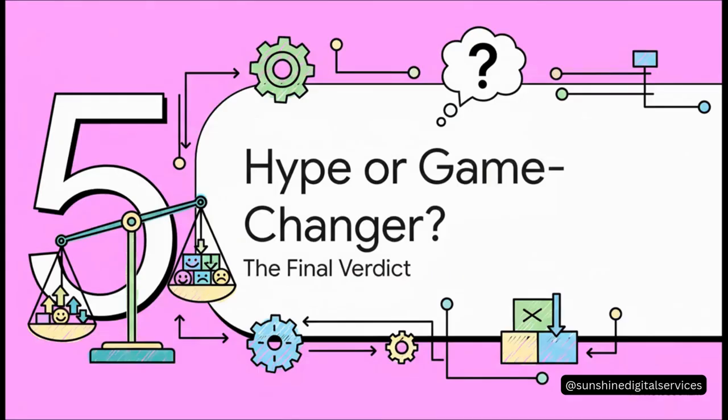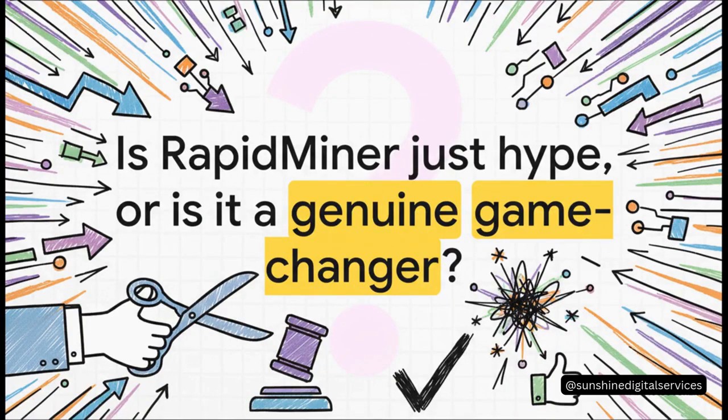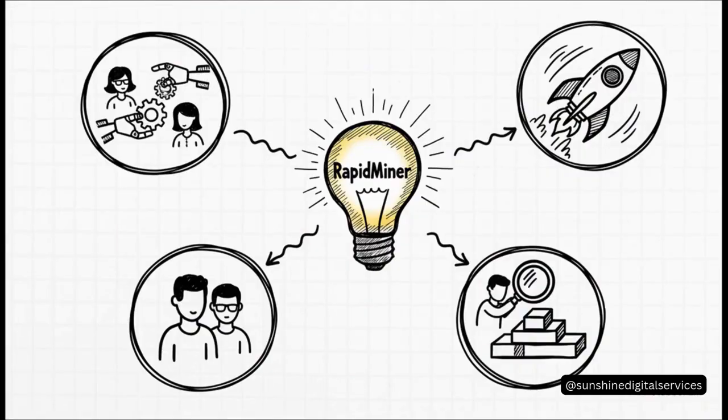So, after weighing the good with the bad, what's the big takeaway? Where do we stand on tools like RapidMiner? It's so easy to get swept up in the marketing buzz for new tech, right? So let's just cut to the chase. Is this thing just hype, or is it a true, genuine game changer? The verdict seems to be that it absolutely is a game changer, but there's a huge if attached to that. Yes, it democratizes AI. Yes, it dramatically speeds things up. But, and this is the big one, it's not a replacement for critical thinking. To use it well, you still need to have a solid understanding of data principles.